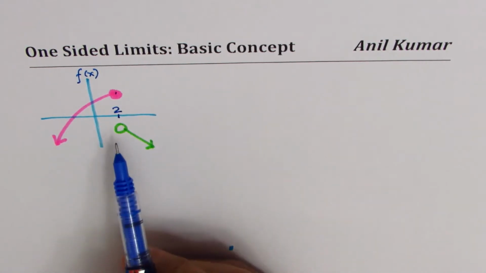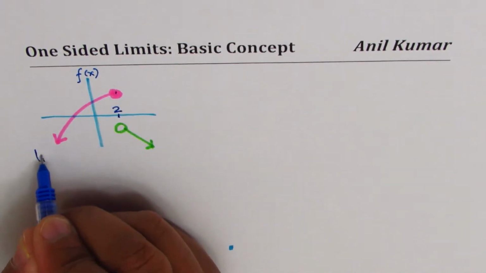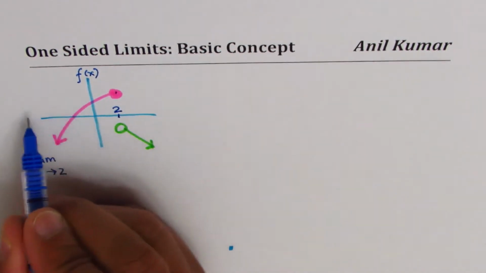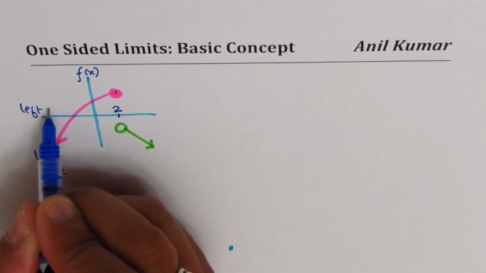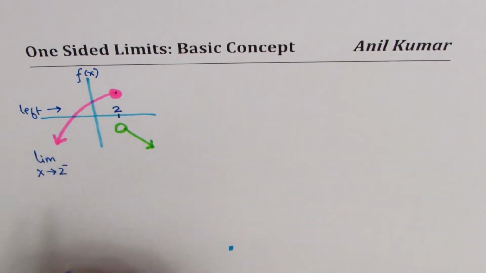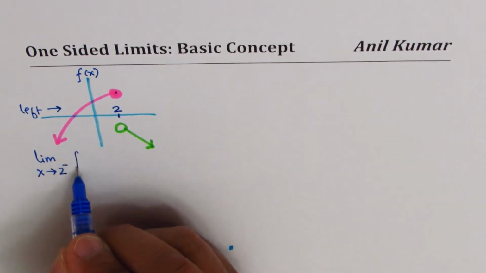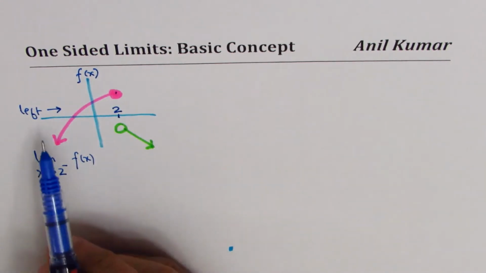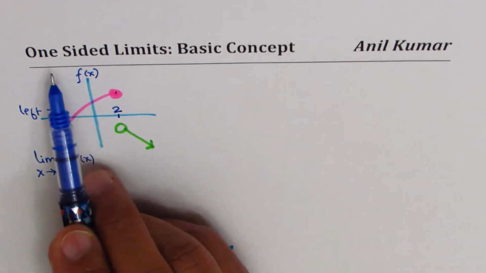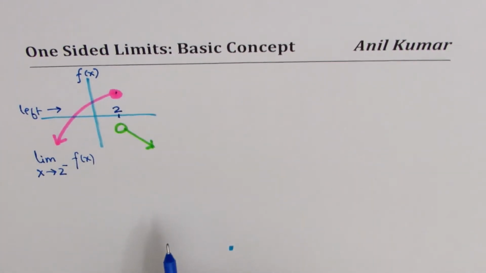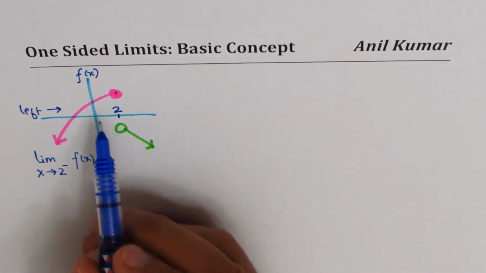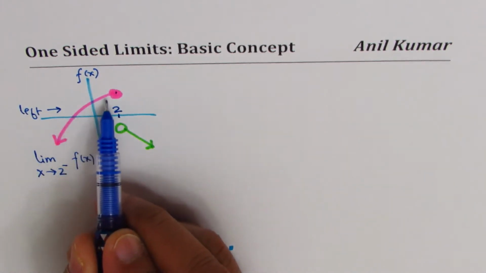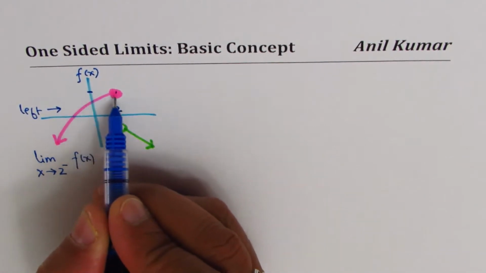Now, the question here is, what is the limit of this function when x approaches 2 from the left side? And we'll call this the left side, which we write with a negative exponent. So what is the limit of this function when x approaches 2 from the left side? Since we are approaching only from one side, we call it one-sided limits. Is that okay? The answer for this is, when you approach from this side, you actually hit this part of the graph, and where you reach is its limit.